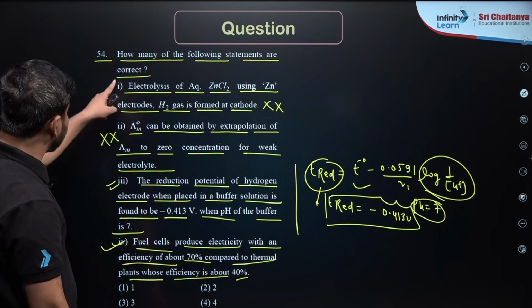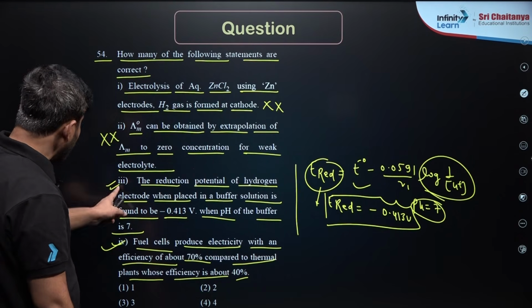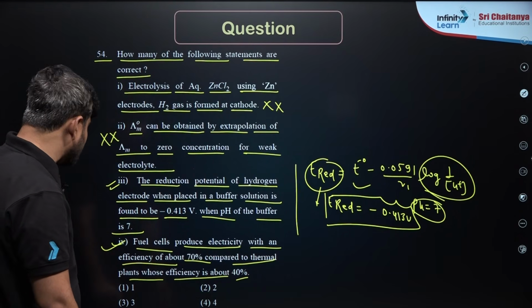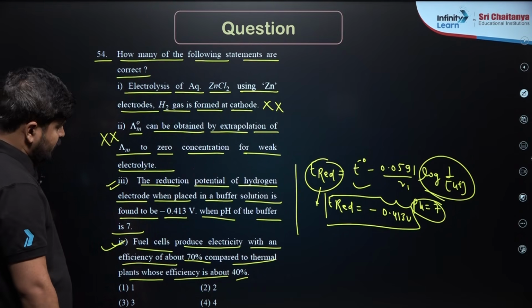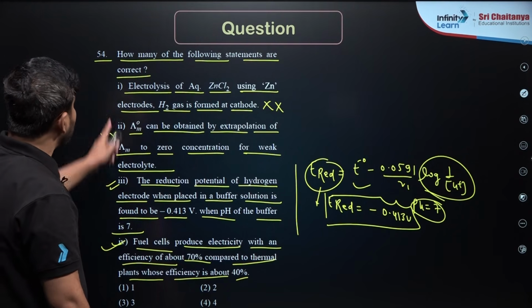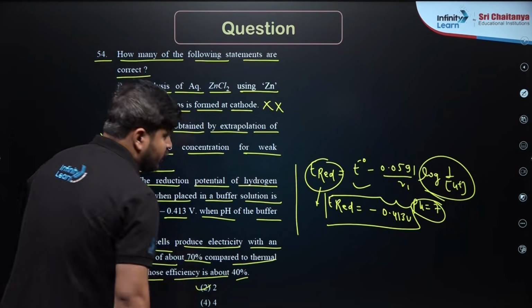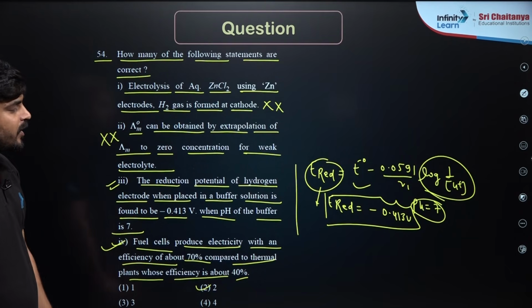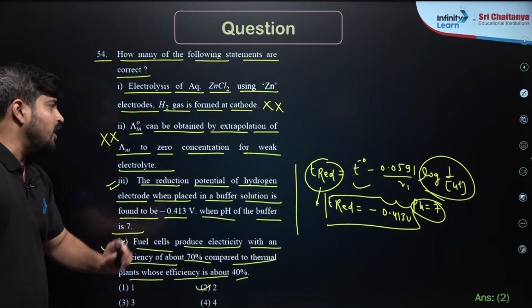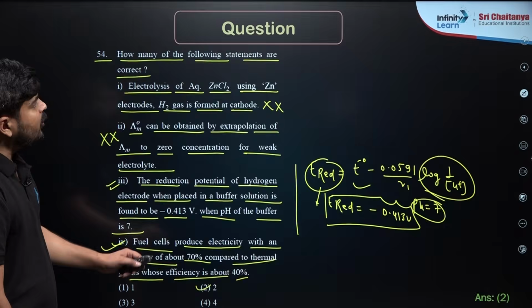So what we can say, first and second statements are wrong and third and fourth statements are okay. How many of the following statements are correct? So basically two statements are correct. Which two statements are correct? This one we have to know. So the second option is okay. Now I am coming to the next question.